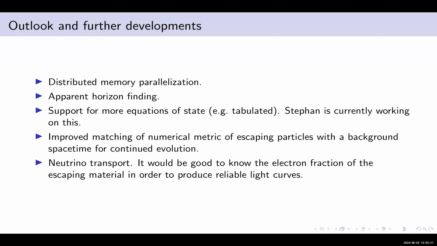We also need neutrino transport because we, of course, need to know what happens with neutrinos. We need to know the electron fraction of the escaping material in order to produce reliable light curves. And there's probably a lot of other things we need to do, but this is what I have chosen for this. I'll stop here.